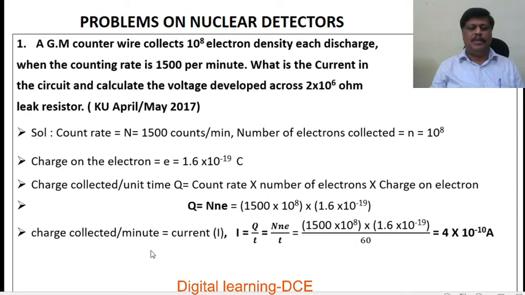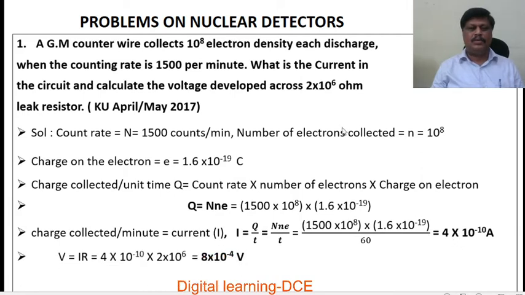Charge collected per minute is called current I, and I is equal to Q by t. You know that current is rate of flow of charge, that is Q by t. So I is equal to N n e by t. So per minute time is 60 seconds, and capital N is 1500, small n is 10 power 8, and e is 1.6 into 10 power minus 19 coulomb. After simplification, we get the value of current 4 into 10 power minus 10 ampere.